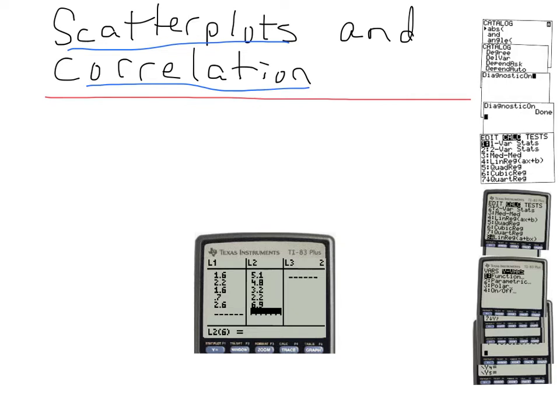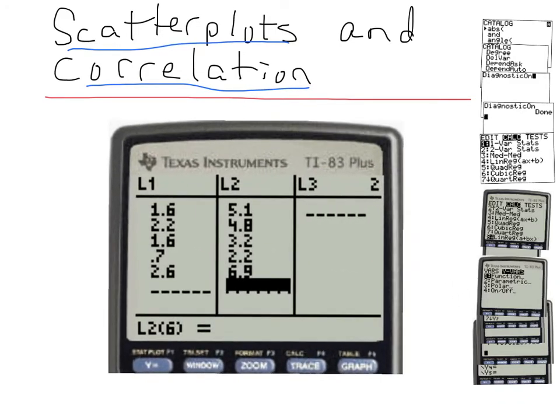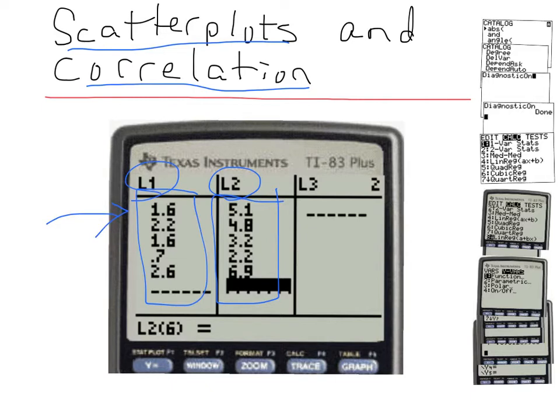So first, what I need you to do is on your calculator, in L1 and L2, put in this set of data exactly as you see it. Not making a mistake of position. Make sure you get the 1.6, 2.2, 1.6, and so on, and 5.1, 4.8 in the exact order that you see it.